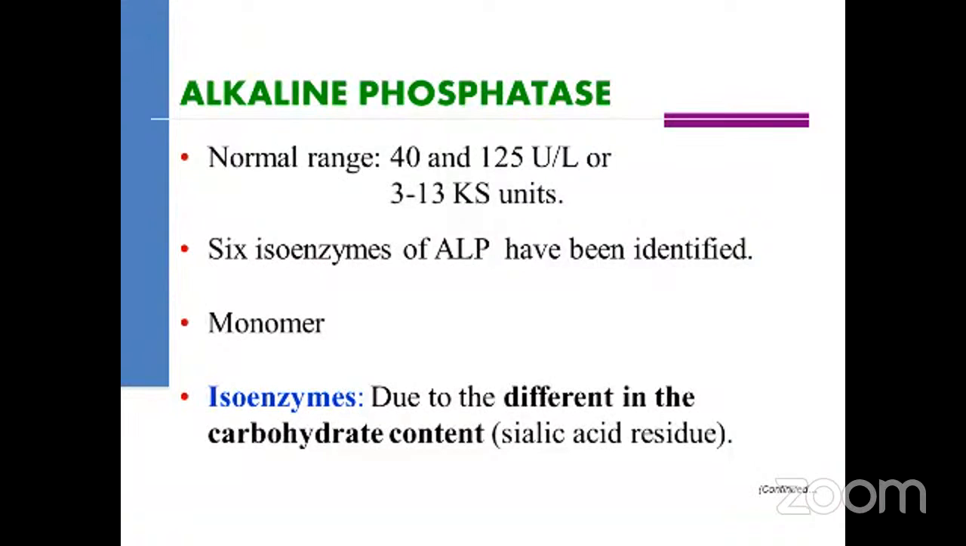Now coming to alkaline phosphatase. The normal range for this is 40 to 125 units per liter. If you take the catalytic unit, it is 3 to 30 units per liter. And there are 6 isoenzyme forms of alkaline phosphatase present. And how are they different? Earlier we saw subunits: K type, P type of subunit, then M type of subunit in creatine kinase. But here the isoenzymes are different because of the presence of different carbohydrate content.